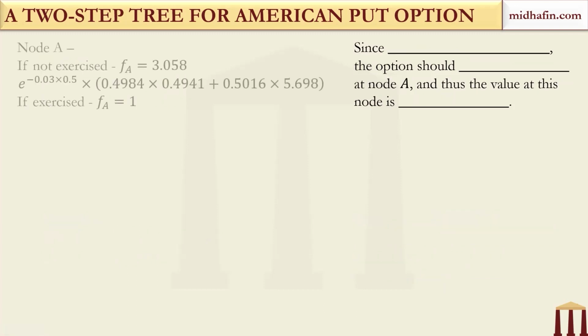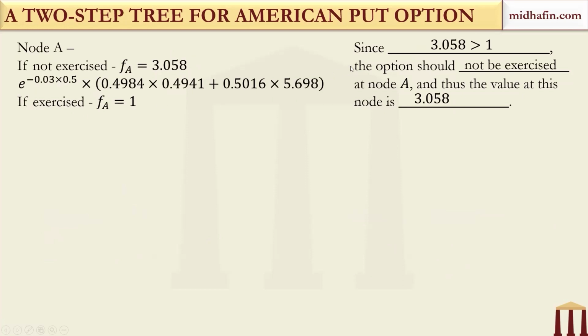Then finally, we do it for node A. If not exercised, the backward inducted price is 3.058. Again, here I have shown the formula, how it is being calculated. And if exercised, the payoff is 1. So I will not exercise, and the value of the option will become 3.058. So 3.058 is the value of the option. That's how we do it for American style options. Just a slight variation of the European style.